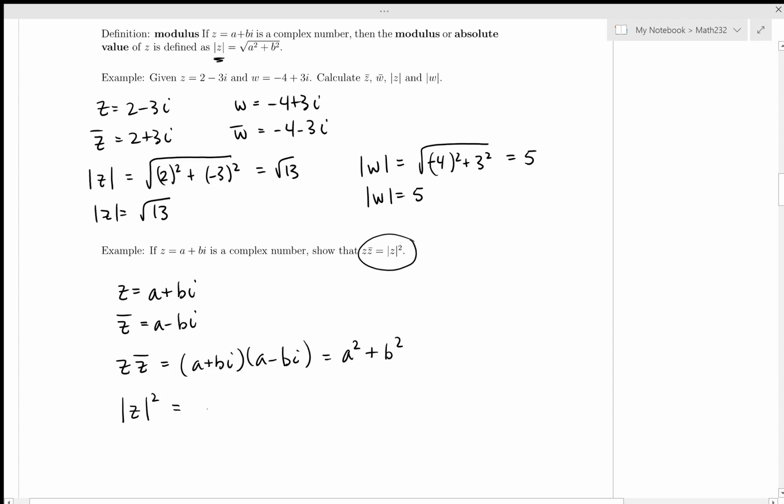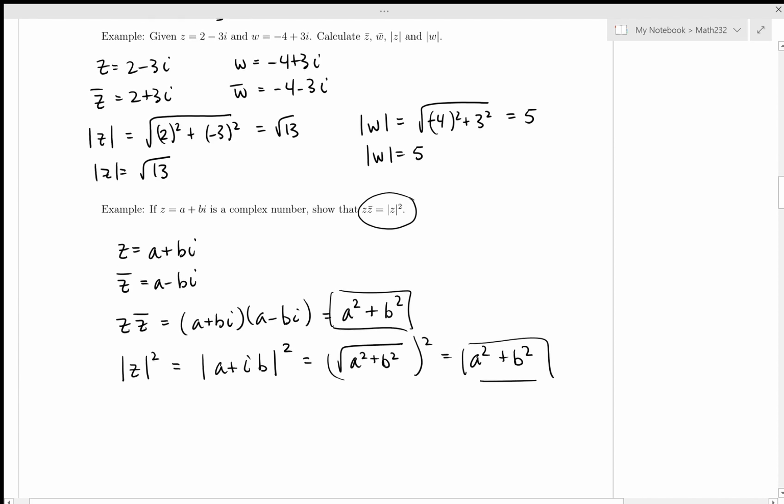Well, let's just write it this way. There's Z, that's the modulus of Z squared. And then what is the modulus of Z? That is the square root of A squared plus B squared. And then we're squaring that, and that gets us A squared plus B squared. And then we notice, of course, that this is the same as this, so we're done. So we have now shown that Z times Z bar is equal to the modulus of Z squared.